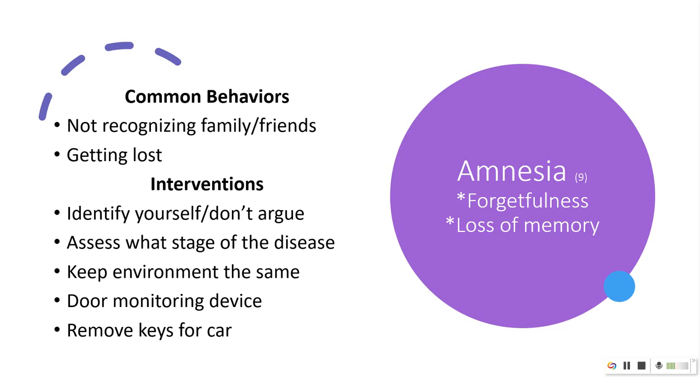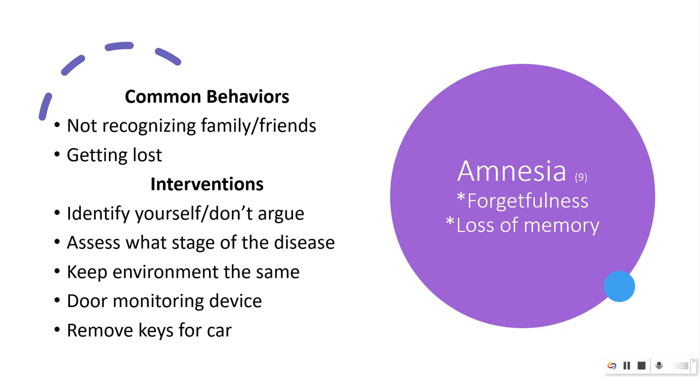We want to assess what stage of the disease the person is in. And the forgetfulness is going to be progressive. All 4 types of the dementias are progressive in nature. So the forgetfulness is going to get worse. The loss of memory is going to get worse. That short-term memory loss is usually what occurs first, and then the long-term memory loss will start to occur. So kind of assessing where they are in the disease.